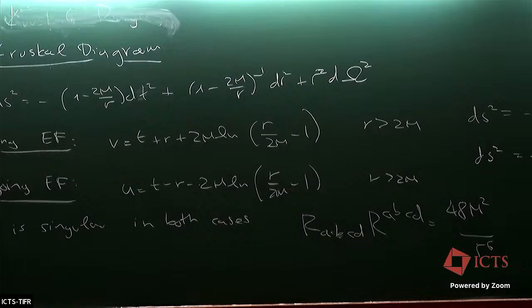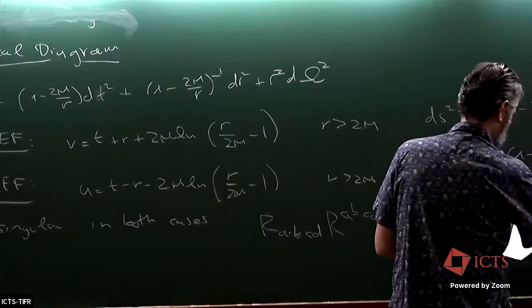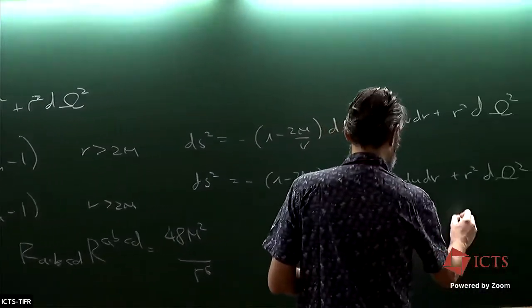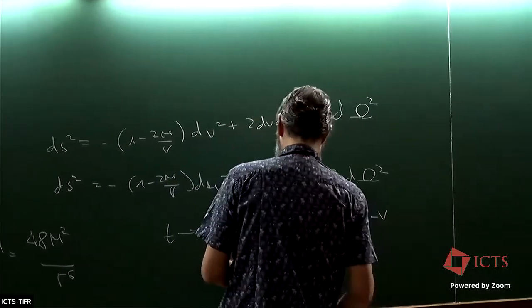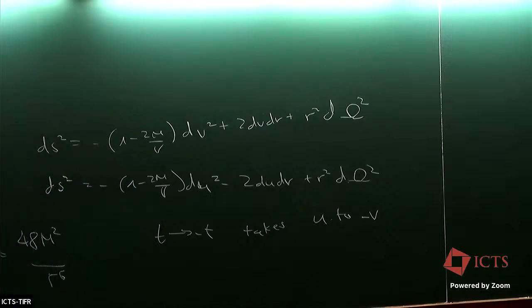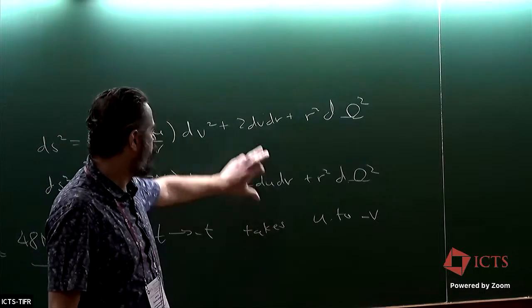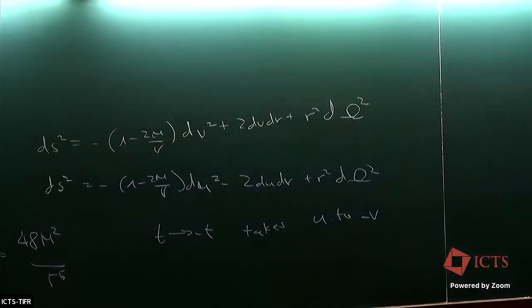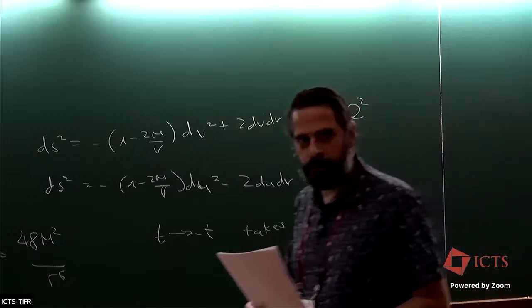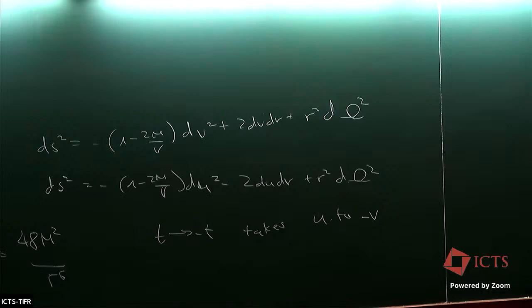You can notice that if you take t to minus t, that means that u goes to minus v, right? And hence, these two extensions are the time reversal of each other. If you swap v and u, these line elements match. So these are basically the Schwarzschild exterior plus a black hole region, or the time reversal of that, which is the Schwarzschild exterior plus a white hole region. Okay? How can I get two different extensions from the same Schwarzschild exterior?